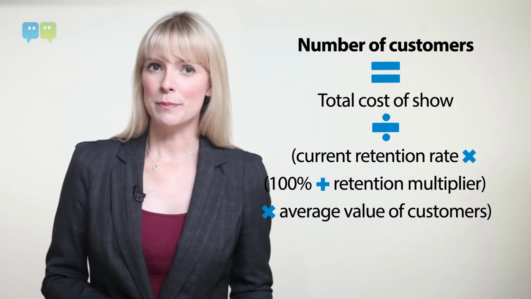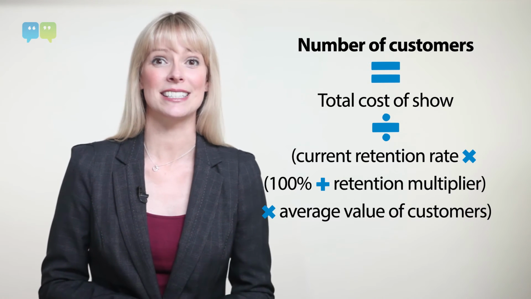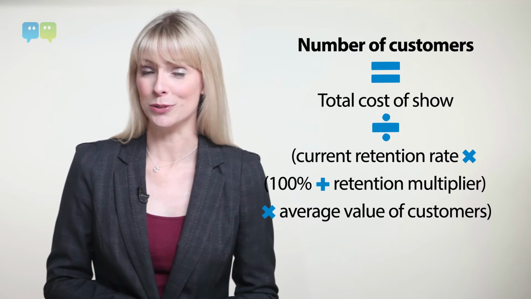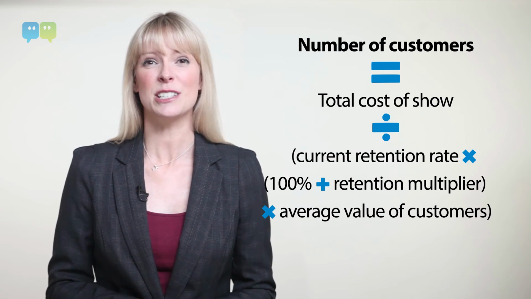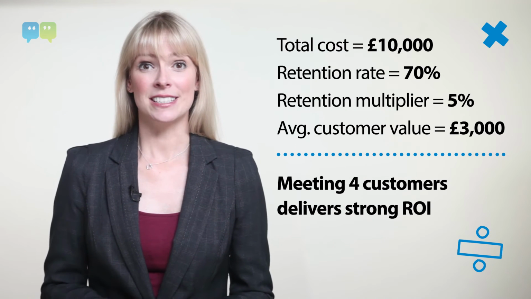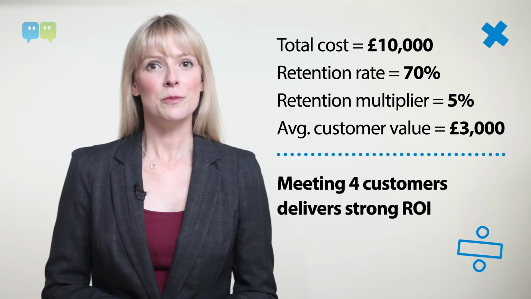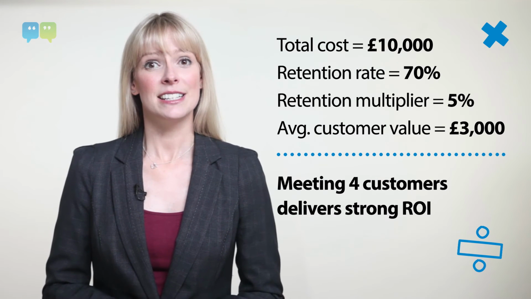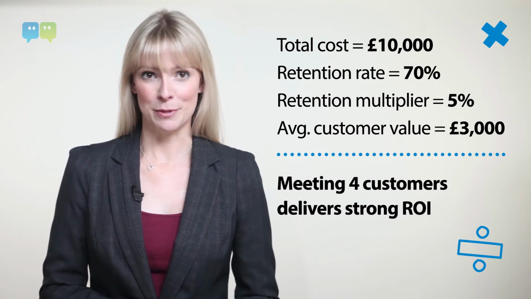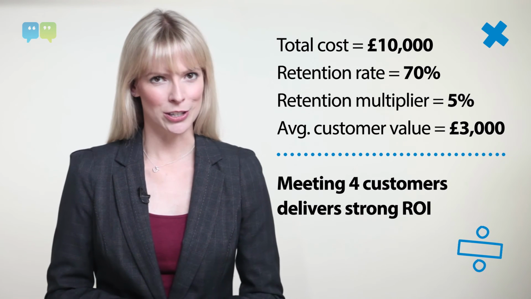The retention multiplier is how much more likely you estimate the average customer will be to stay with you if you meet them at the show. A rule of thumb estimate is roughly 5%. For example, if the show costs £10,000, your retention rate is 70%, a 5% retention multiplier, and a £3,000 average customer value, meeting just 4 customers will deliver you a strong return on your retention marketing efforts.